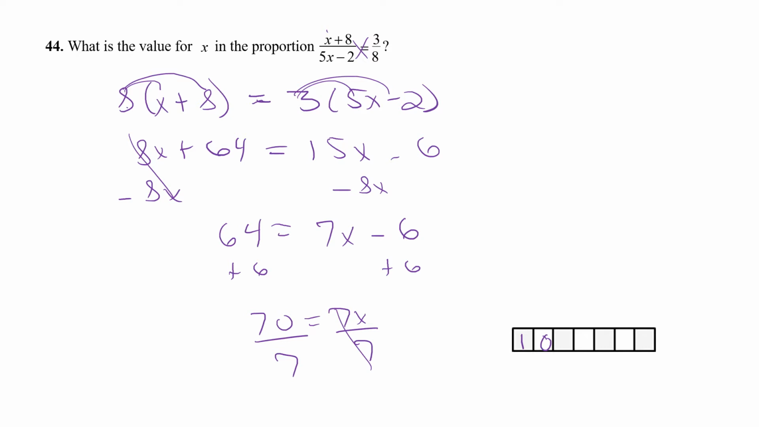And you could always check it. Let's go ahead and check it. So 10 plus 8 is 18, right? And then 5 times 10 is 50, and 50 minus 2 is 48. So 18 over 48, if I reduce that, does that give me 3/8? Well, if I divide 18 by 6, I get 3. And 48 divided by 6 is 8. So again, if I just reduce the fraction, I get the same thing. So when you have equations, always go back and check your answers.